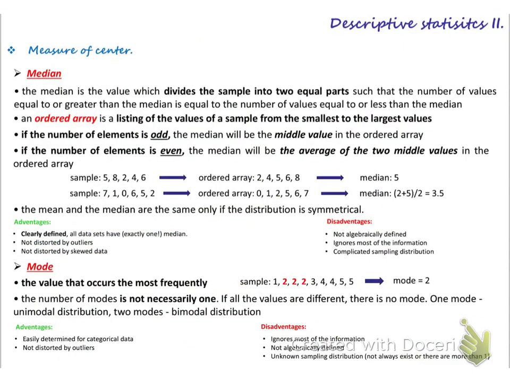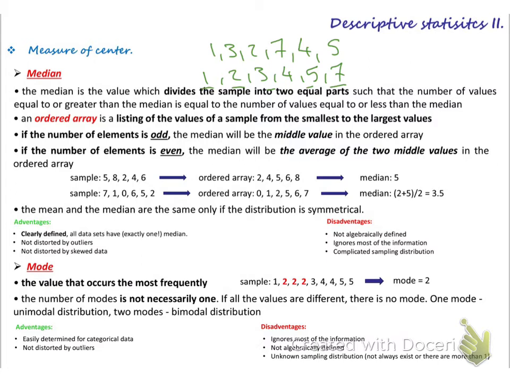The second measure is the median. For the median, we just arrange the data, put them in order. I have 1, 3, 2, 7, 4, 5. I arrange them in order: 1, 2, 3, 4, 5, 7. And then the median will be the middle one.